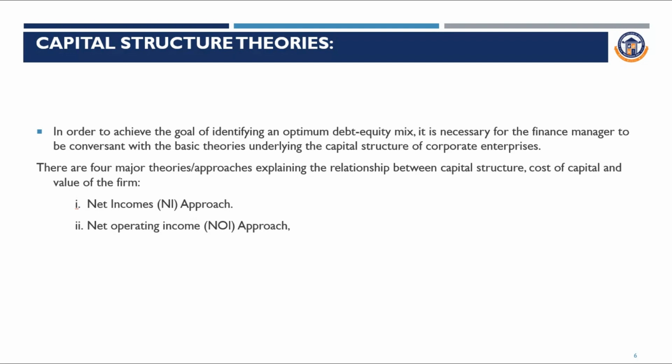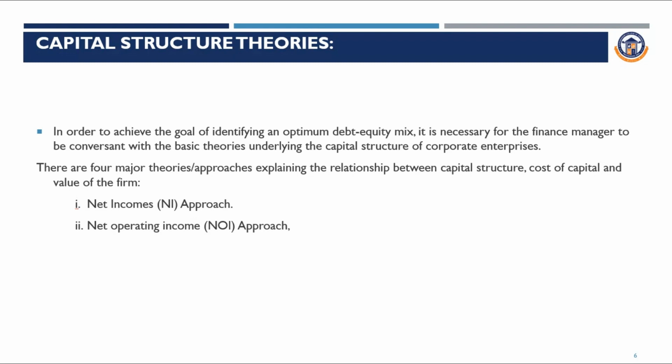First we discuss the NI approach. This approach of capital structure decision is relevant to the valuation of the firm. In other words, a change in the capital structure causes a corresponding change in the overall cost of capital as well as the total value of the firm. According to this theory, higher debt content in the capital structure will result in a decline in the overall or weighted average cost of capital. Formula for the NI approach: V equals S plus D. V refers to the value of the firm, S refers to the market value of equity, D refers to the market value of debt.